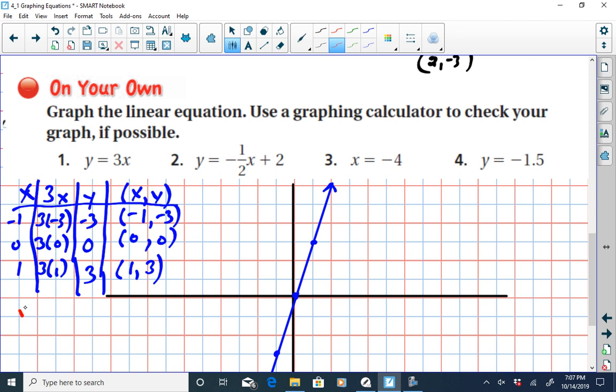Right, let's try this one, and we'll make the table in red. So we have a column for x, a column for -1/2 x plus 2, and a column for y, then a column for the ordered pair (x, y).